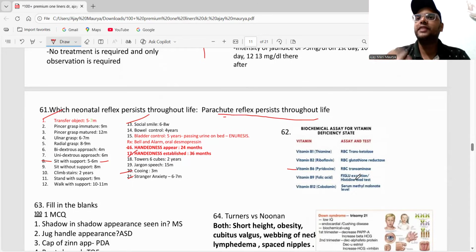Next one, the FIGLU excretion or histidine load test is for folic acid. That's why for women who are planning for pregnancy, we have to do the test to know whether there is folic acid sufficiency or not. For B12 there is the serum methylmalonate level. These are very, very important. I swear, this will be in your exam also.